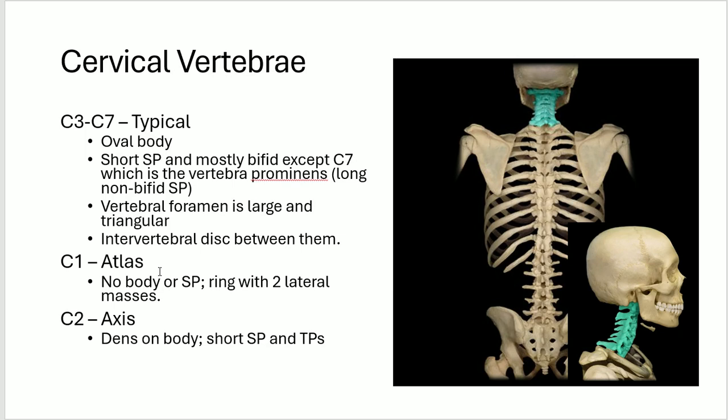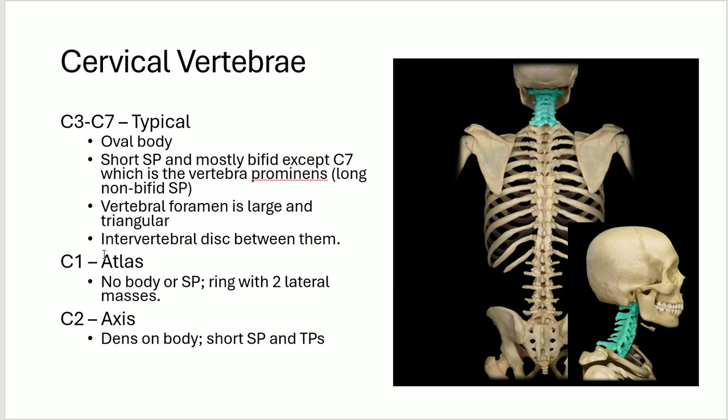C2, the axis, has the dens on the body. It's got a short spinal process and a short transverse process. So the axis, the C2, has a dens sticking up on the body that sticks straight out of the top of the vertebra. So the dens, anytime you see dens, think dental, think tooth. Some folks thought it to be tooth-shaped, and that's where it's got its name. So it has a short transverse process, short spinous process, and it is mostly body with dens.